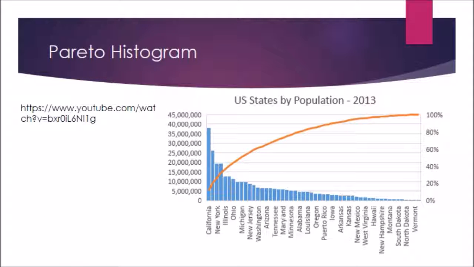So here's another Pareto histogram, and a web address on YouTube that you can go to visit this and learn more information. This is U.S. states by population, all the different states going down to the lowest. I don't even think Alaska is on there. I see Alabama and Arkansas, but no. So we don't really make it. Somehow that's 100%.